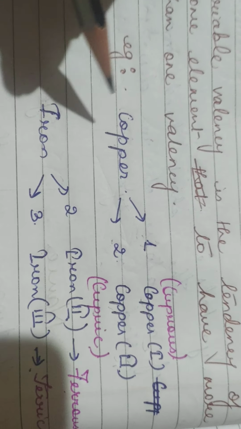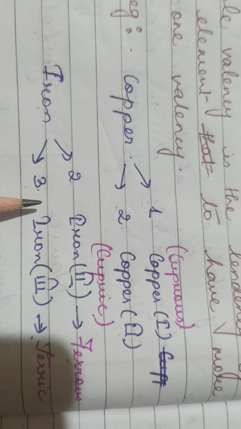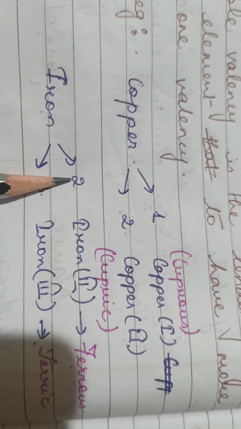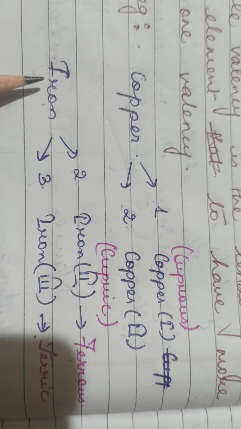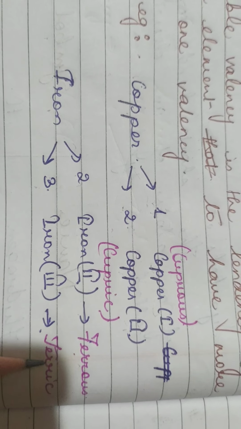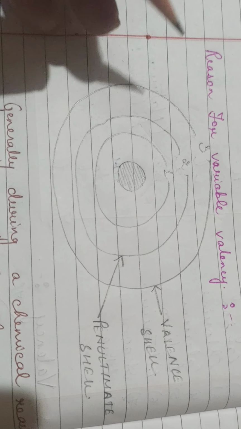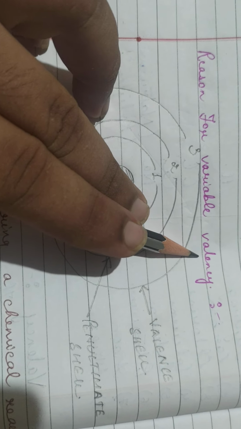Similarly, we have iron, which has valency 2 and 3. Iron having valency 2 is called iron II or ferrous. Iron having valency 3 is called iron III or ferric. Now let us understand the reason behind having variable valency.